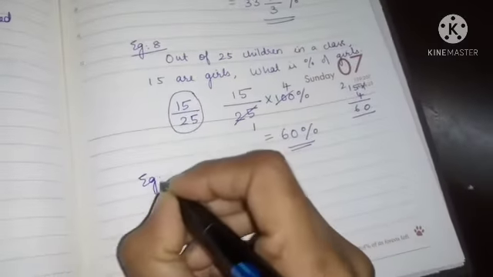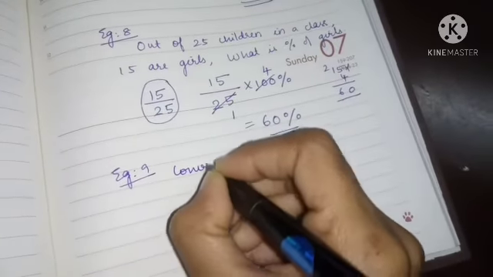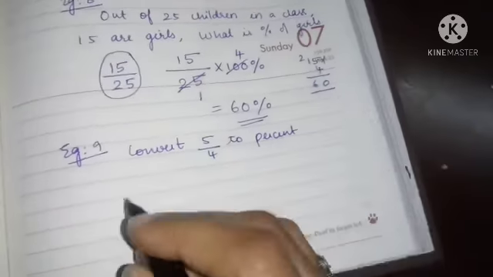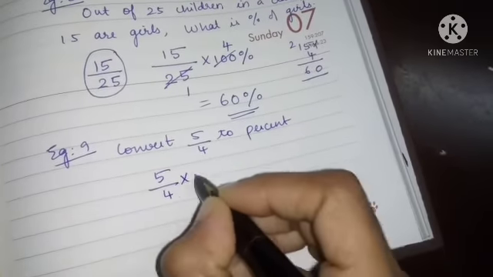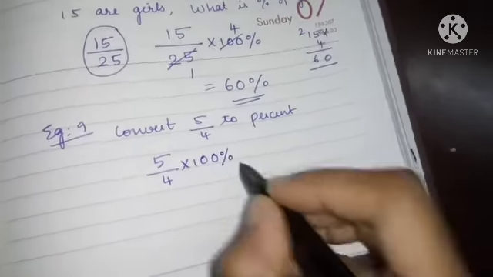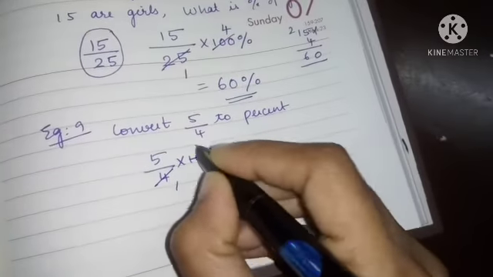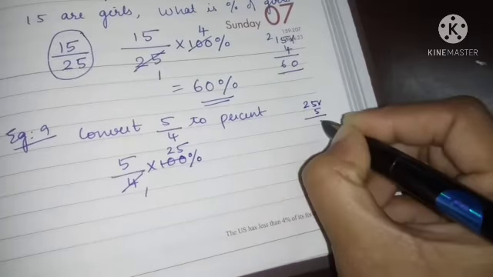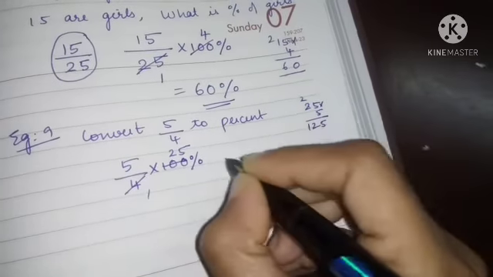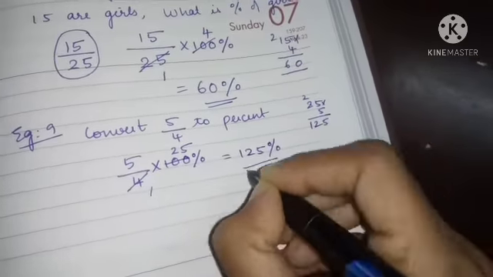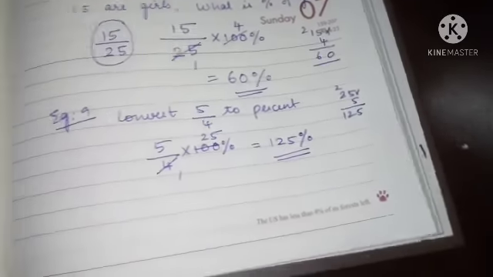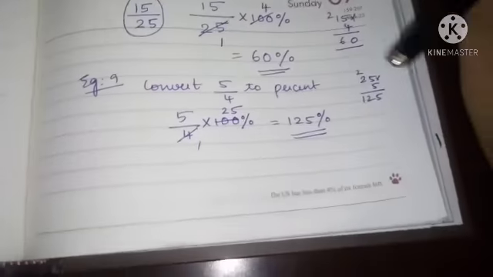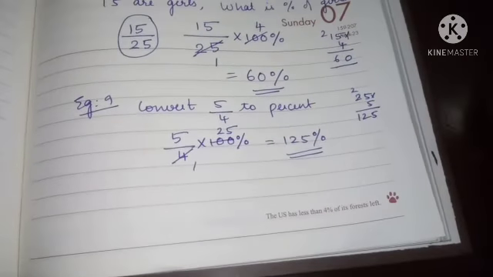Next, example number 9. Convert 5 by 4 to percent. How will you write? 5 by 4 into 100 percentage. Don't forget to write the percentage. 1 times 25, correct? So 25 into 5 is 5 5s are 25, 5 2s are 10, 11, 12. So 125 percentage. The answer is 125 percentage. As usual, I am just multiplying 5 into 25 and I got 125 percentage. Understood, children?